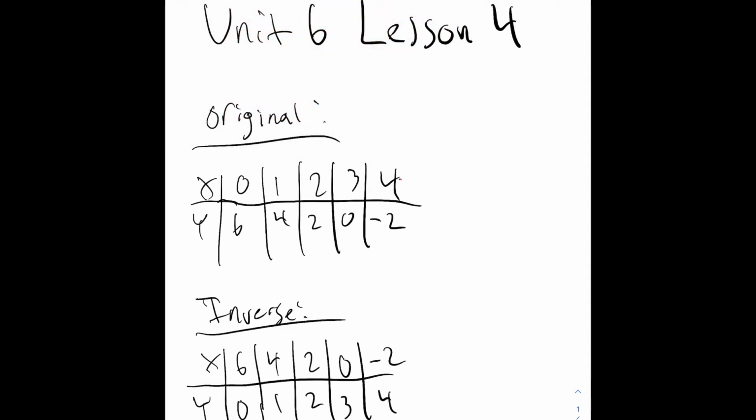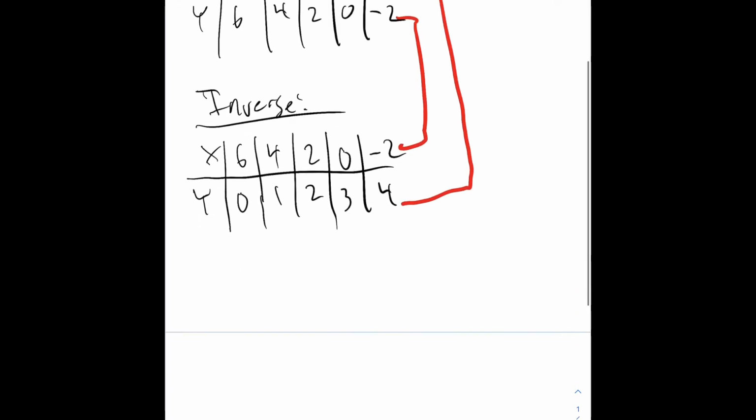So you can kind of see that, again, what we did is we took our x's and they became our y's. And then we took our y's and they became our x's.